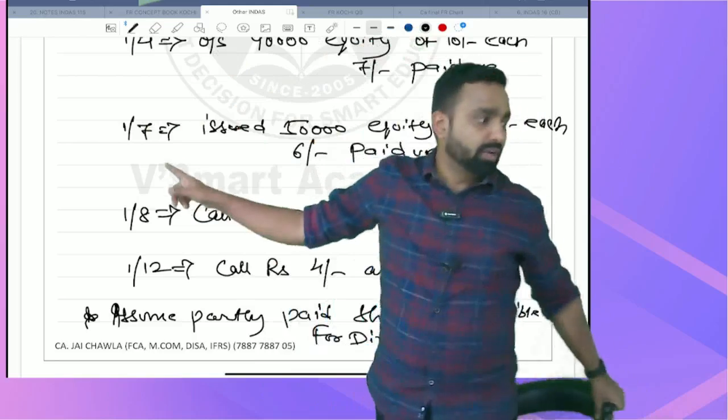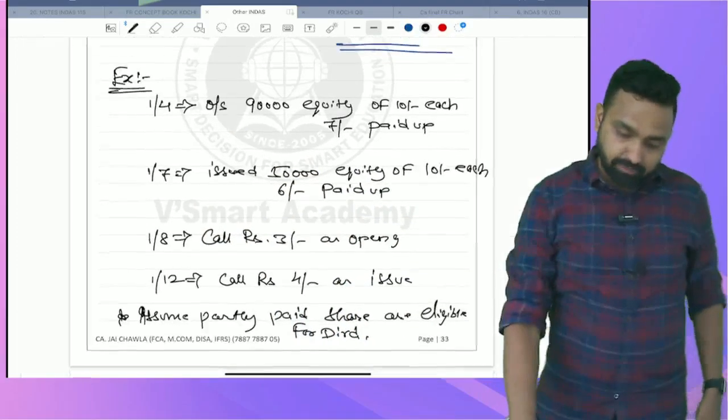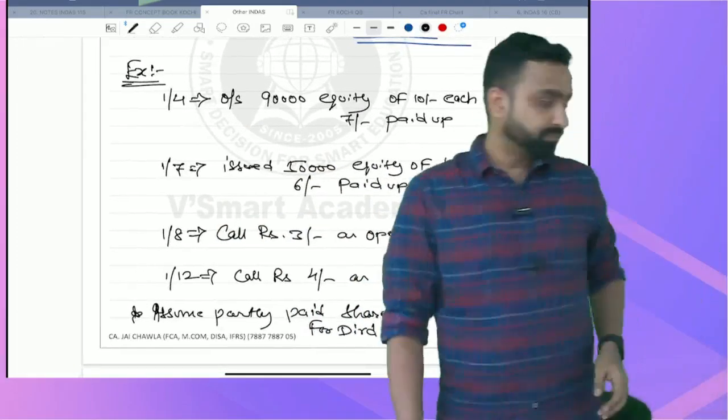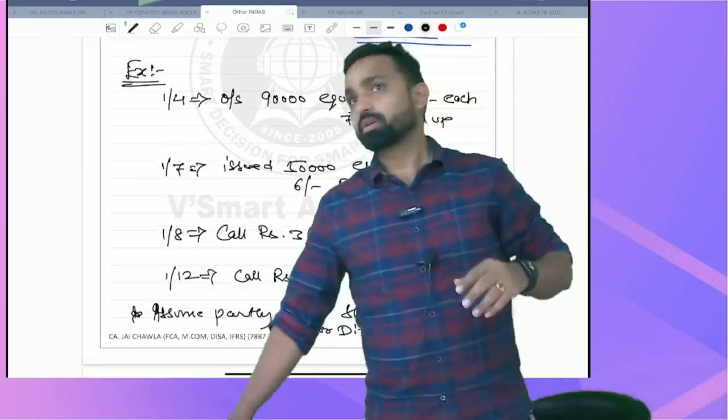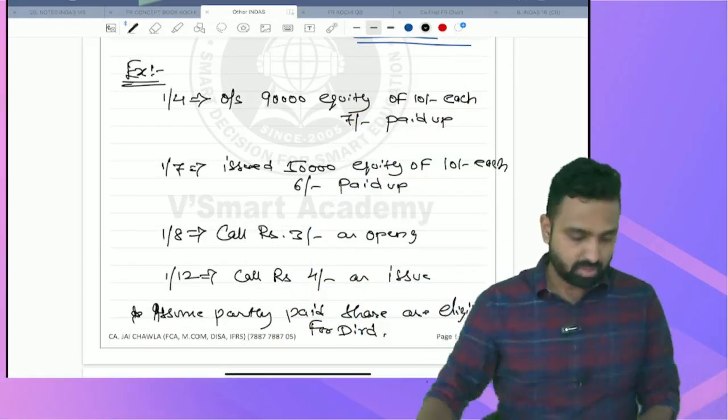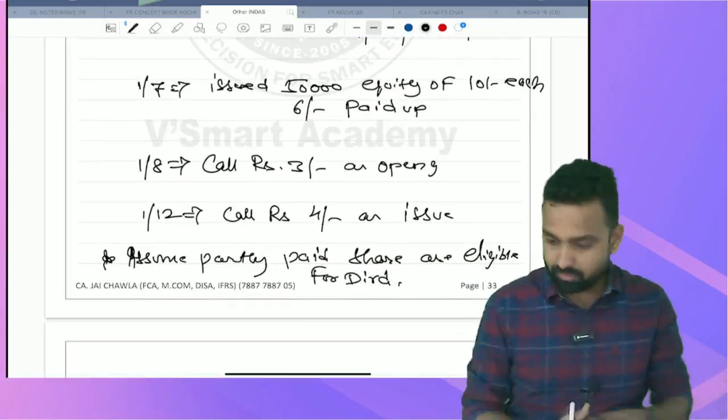So please calculate the weighted average. Can you please calculate the weighted average, guys? How to solve?